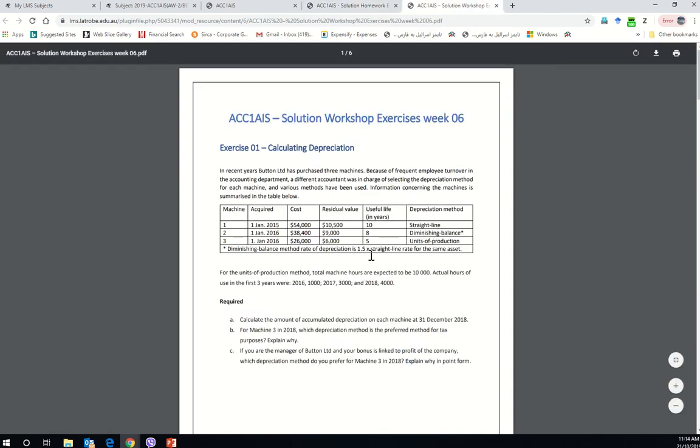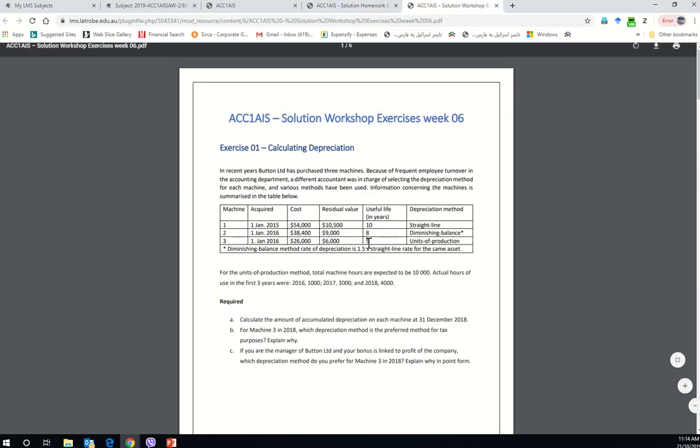In the workshops, we again covered issues related to calculation of depreciation under the straight line method and under the diminishing balance method. As you can remember, and as we did in the assignment, for calculation of depreciation under the units of production method, we initially calculate the depreciable amount, and then we calculate the depreciation cost per unit, and then finally we calculate the depreciation expense for the total number of units produced in that year.